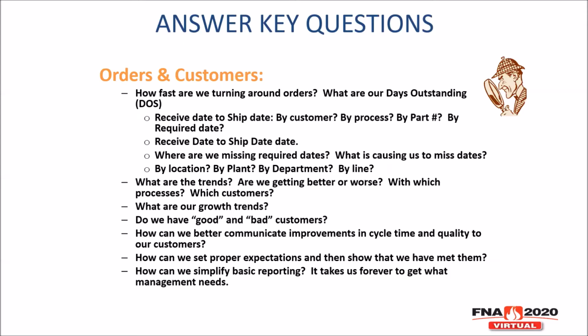Where are we missing required dates? What's causing us to miss dates? What are the trends? Are we getting better or worse? Especially with customers, we'll see an example. Maybe things were getting worse, but you took action. Now they're getting better. You want to show them that. What are the growth trends?